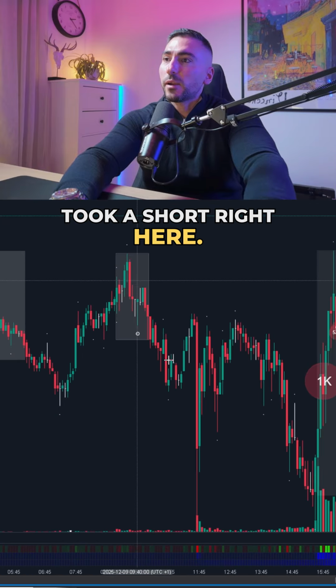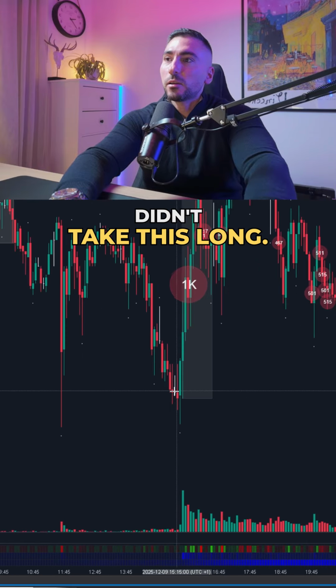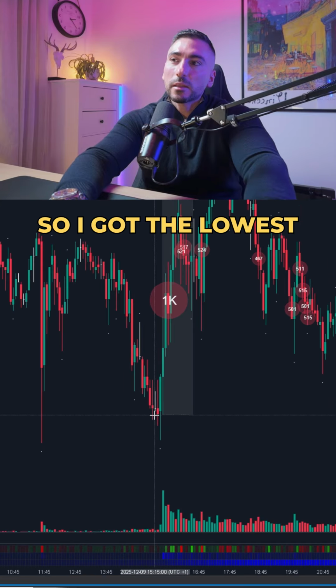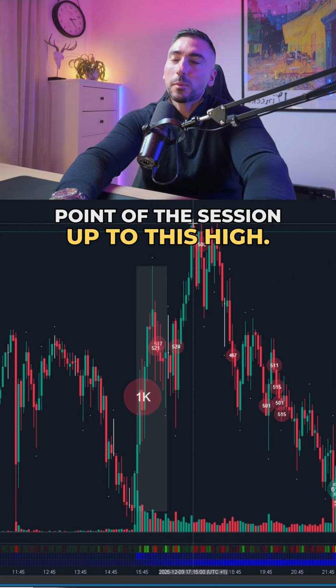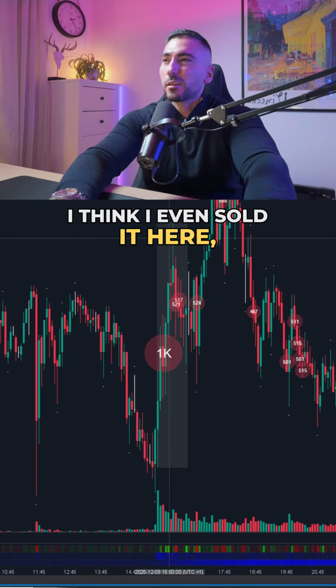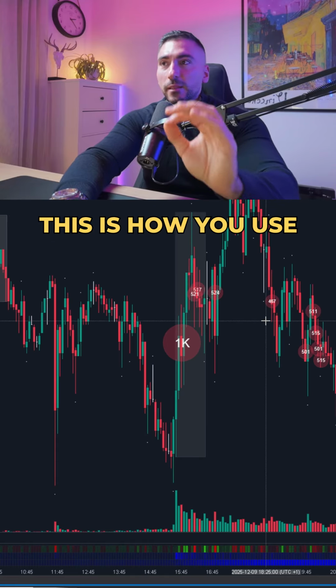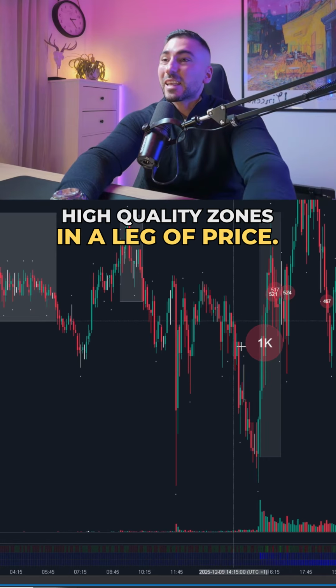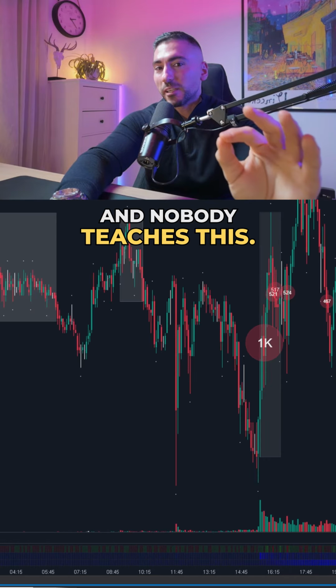Took this short right here. Didn't take this long. Took this long exactly on the session open. So I caught the lowest point of the session up to this high. I think I even sold it here, to be honest. Either way, this is how you use anchored volume profile to find high quality zones in a leg of price, and nobody teaches this.